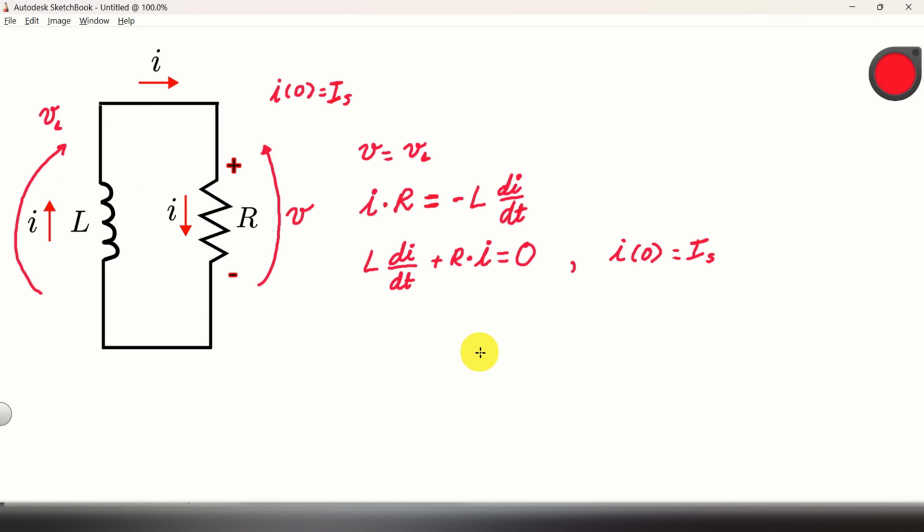To solve this problem, we can use two approaches. We can use the integration techniques, or we can use the Laplace transform. The Laplace transform is maybe the easiest approach to solve this equation.